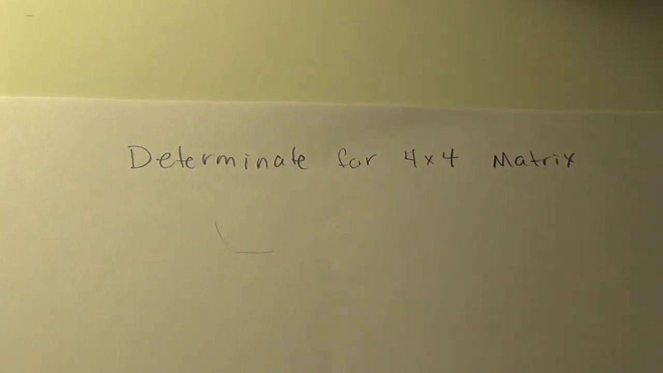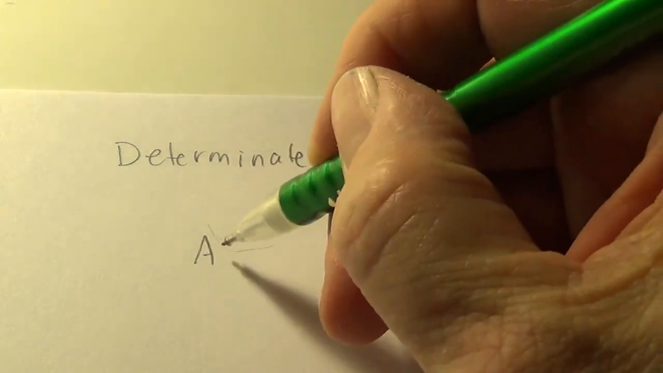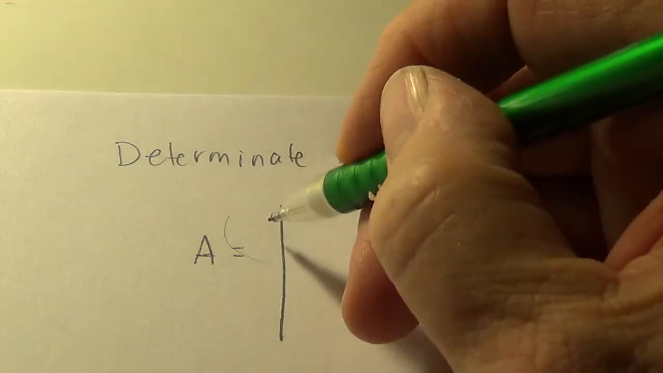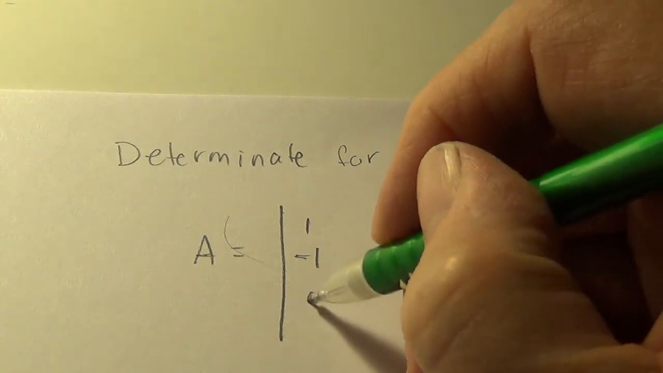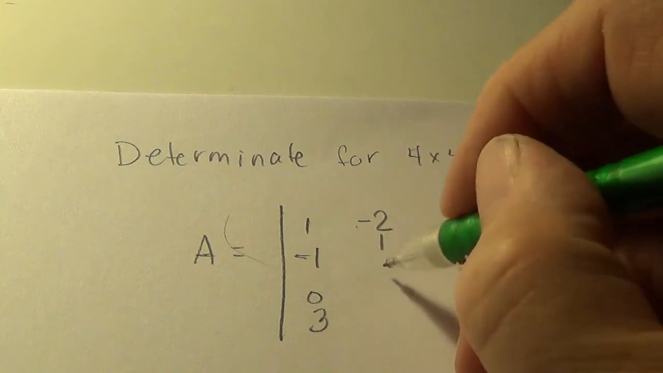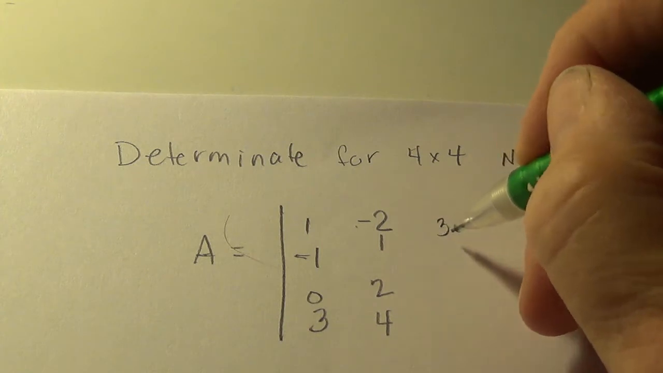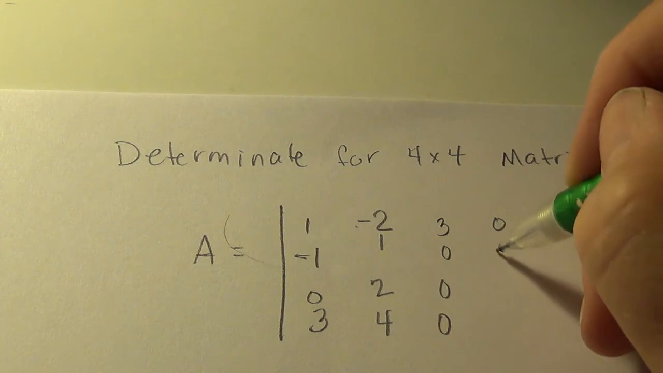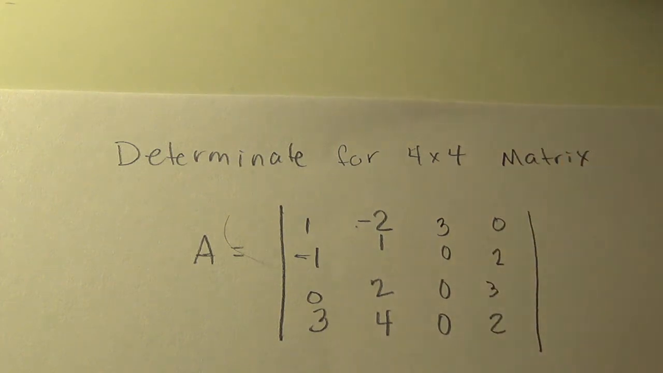Alright, when we look at that, we are going to find it for this matrix. We'll call it A, and the straight line means that we're going to find the determinant. So we'll start with 1, -1, 0, 3, -2, 1, 2, 4, 3, 0, 0, 0, going by columns here, 0, 2, 3, 2. Straight lines means I want the determinant.